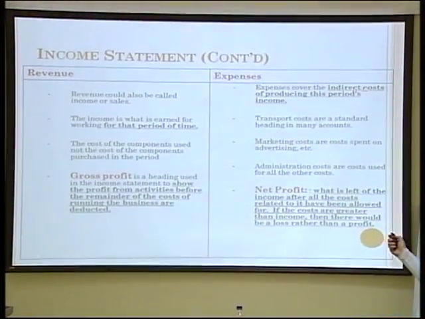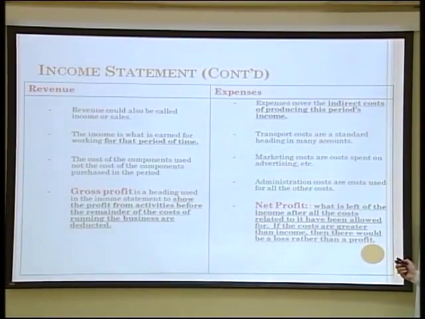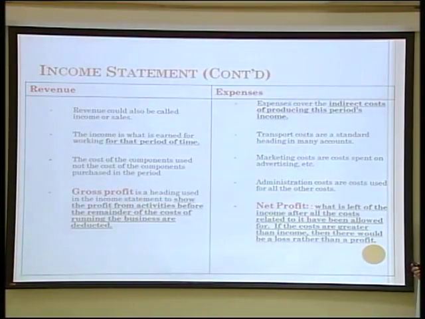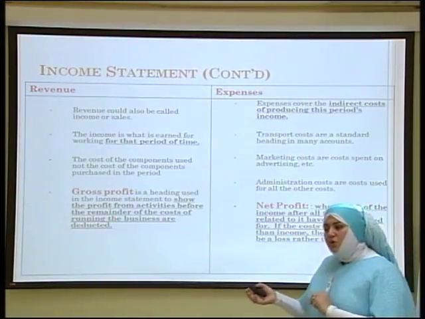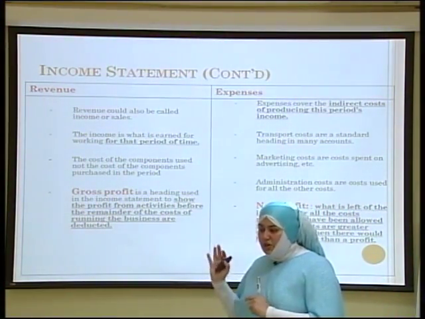So the expenses cover the indirect cost of producing this period's income. Like transport costs. Of course, this is a standard heading. Usually you will find transport costs in many businesses' income statements. The marketing costs are costs spent on advertising, usually, and other activities for marketing and promoting the product. Administration costs are for all other costs, like the bank fees, the mobile phone, all the administrative and general expenses.